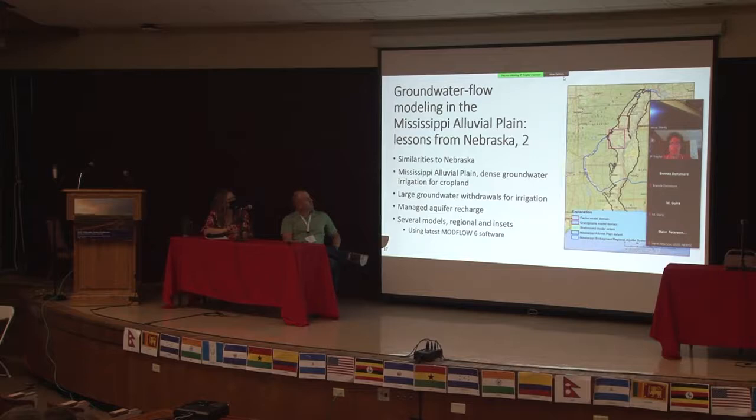Just a little background on this Mississippi Alluvial Plain study. In the map on the right, you can see that the study is in the southeast United States. There are some similarities to Nebraska: it's densely irrigated cropland, irrigated with groundwater, specifically in the Mississippi Alluvial Plain, which is outlined in black. So there are large groundwater withdrawals for irrigation, and managed aquifer recharge occurring in the yellow box there. And the models that myself and my colleague Musa are working on are shown here in these boxes, and they're inset models of higher discretization, which will be linked to a larger regional groundwater flow model that simulates the blue domain. And we're using the latest MODFLOW 6 software as well.